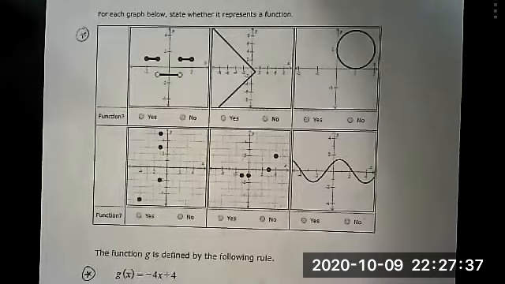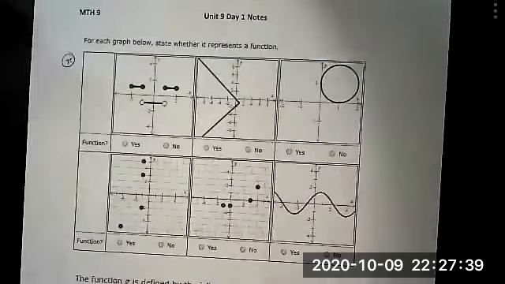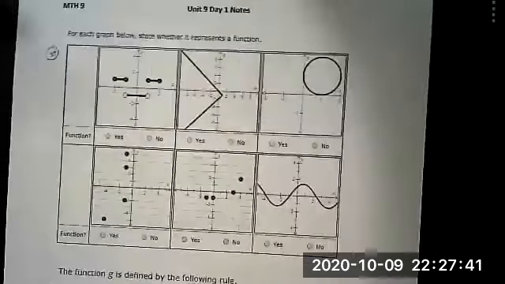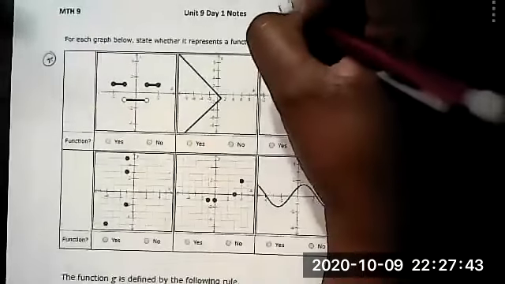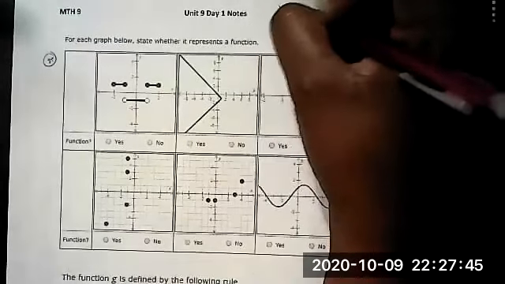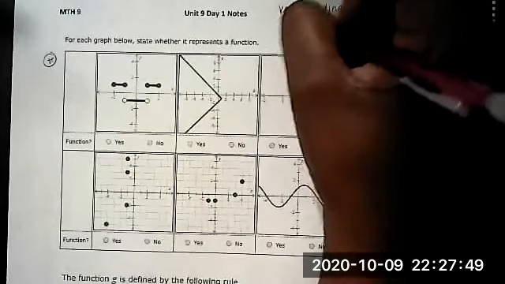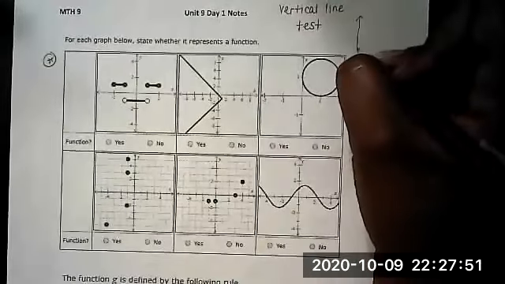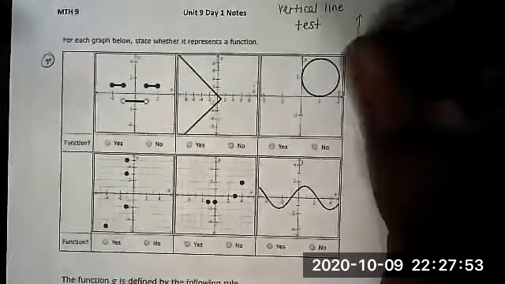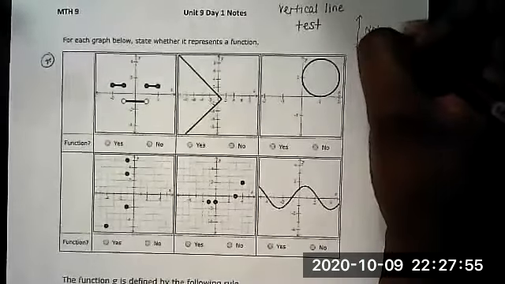All right. Okay. Here they want you to see if it represents a function. With this, you use the vertical line test. Basically, if you draw a vertical line and touch 2 places on a graph, it is not a function. Okay?